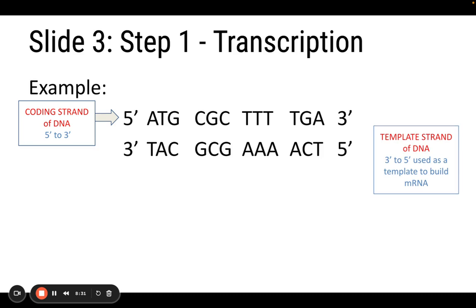The other strand is called the template strand of DNA, and this runs from 3' to 5'. This is used as a template to build the messenger RNA. It's important whenever you're giving information on any activity or an assessment to note that if it tells you the coding strand, that tells you something about the mRNA sequence. If you're provided the template strand, you know that the template strand is used to build or form complementary bases to make the messenger RNA or the mRNA.